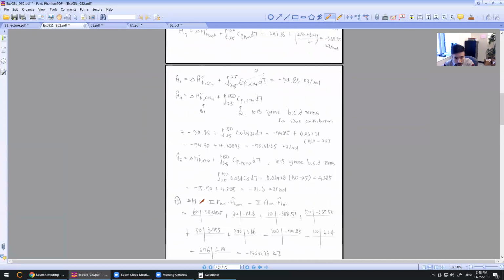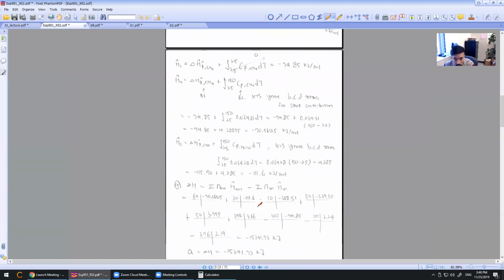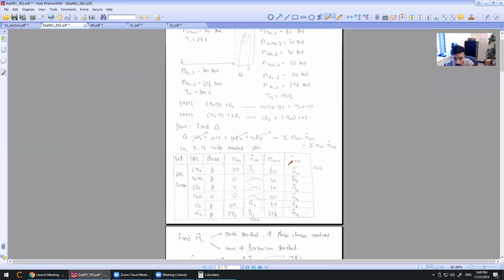So we almost completed it. So delta H is the sum of N out multiplied by H hat out minus the sum of N in multiplied by H hat in, right? So take a look. Basically this is out, and this is in. So this multiplied by this, plus 30 multiplied by H5, plus 10 multiplied by H6, plus 15 multiplied by H7, plus 15 multiplied by H8, plus 376 multiplied by H9, minus 100 multiplied by H1, minus 100 multiplied by H2, minus 376 multiplied by H3. That's what you do, right?